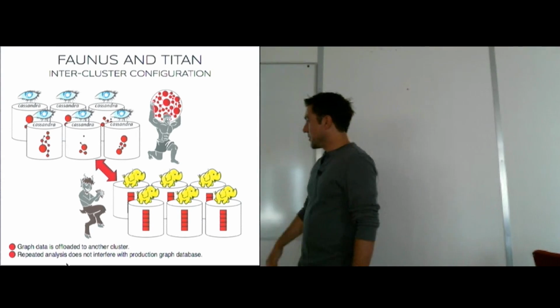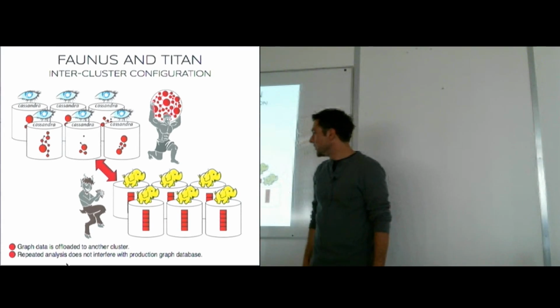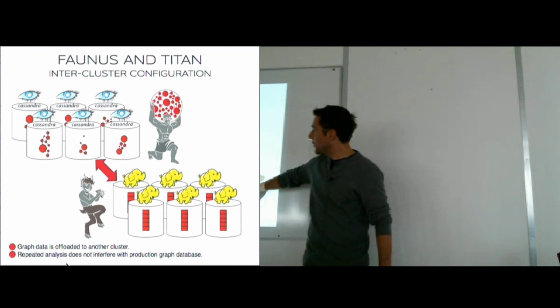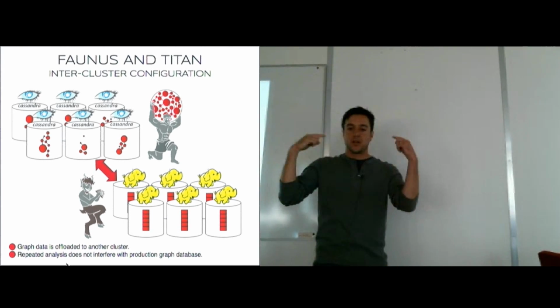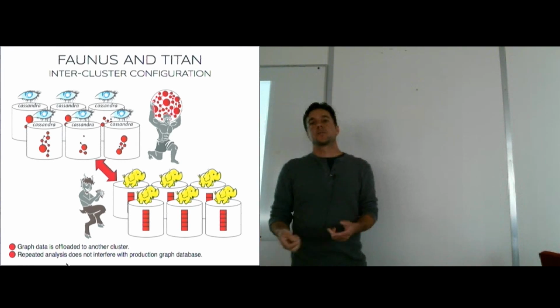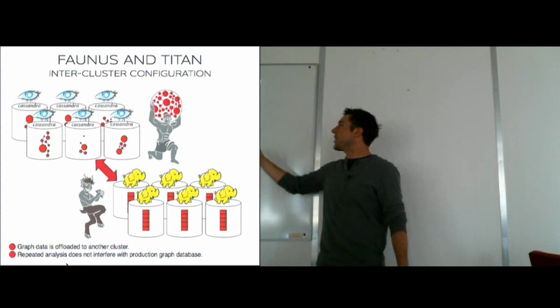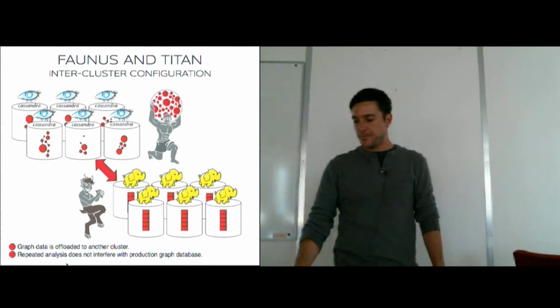The problem with this is you're offloading a lot of data to another cluster, but what's nice about it is that once I've offloaded a snapshot representation of that graph into this cluster, I can just start doing repeated analysis. So the data scientists can start doing all the statistics they want to do, all the plots, without interfering with the production cluster.